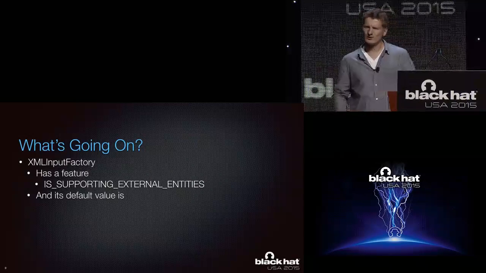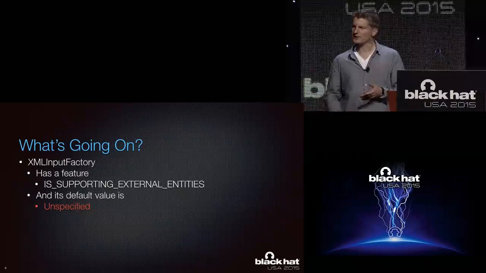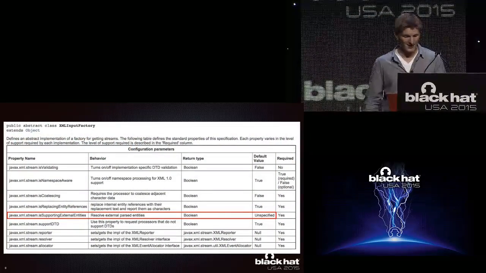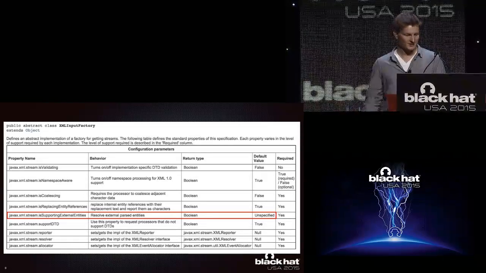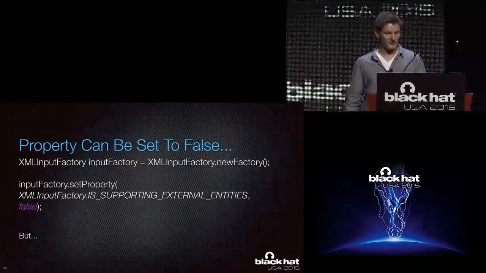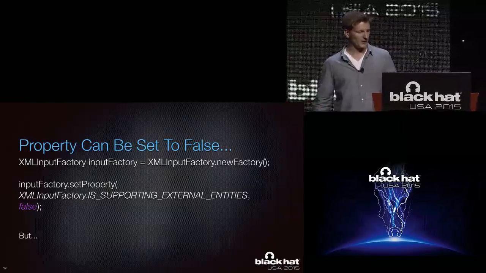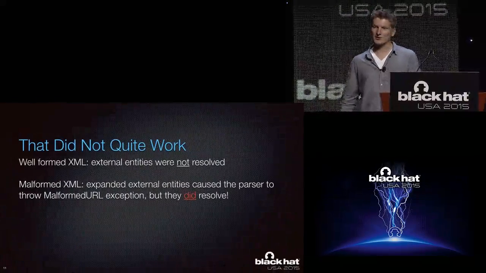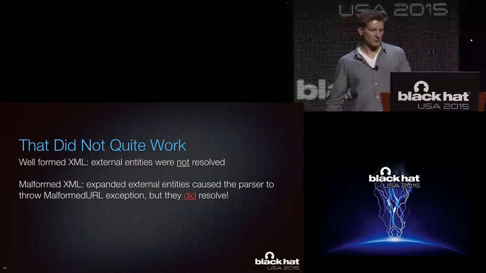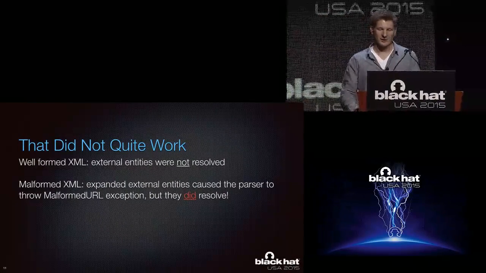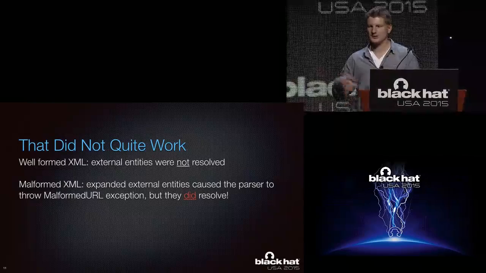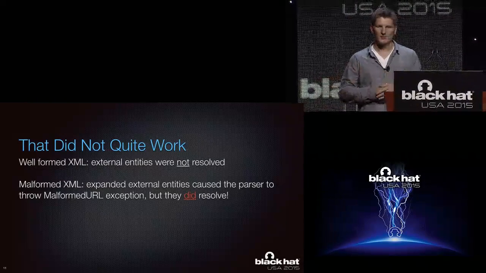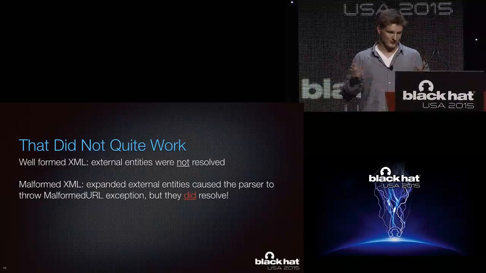And I went to look in the documentation, and its default value is actually unspecified. That was interesting. So with the unspecified one, I decided that if you set the proper feature to false, this should really not work. But as you just saw, it doesn't work for the malicious case where you have an external entity that expands inside another entity and makes it throw an exception. But for normal files, it worked.